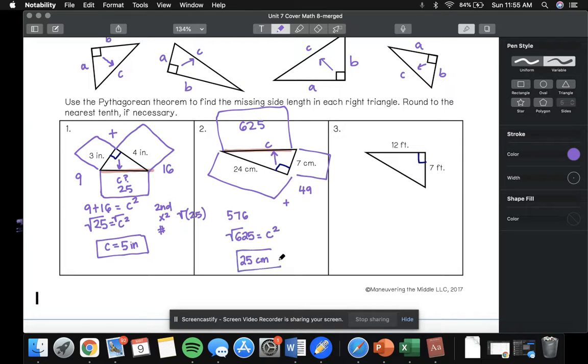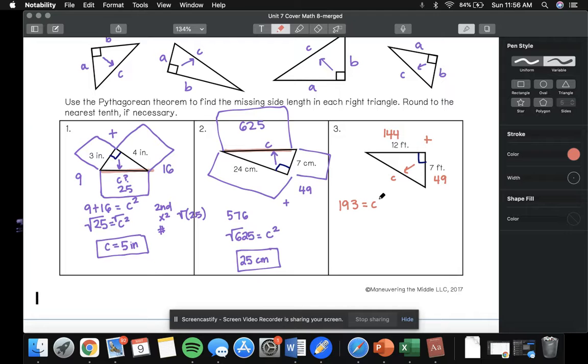Okay. So my hypotenuse is 25 centimeters. All right, for this last one, I'm trying to find the C value. So I'm going to square 12 times 12, which is 144. I'm going to do 7 squared, 7 times 7, which is 49. These are my legs, so I can add them together. So 144 plus 49, which is 193.